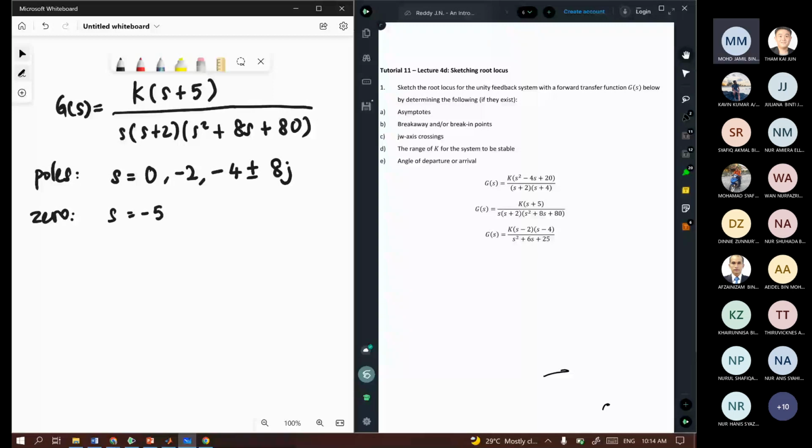So here we have 4 poles and 1 zero. So meaning that we have 4 branches. And we know that one of the branches will go to the zero at minus 5. And the other 3 branches will go to infinity. So we add 3 more infinity zeros, just to indicate that one of the poles will go to the zero, and the other 3 poles will go to infinity.